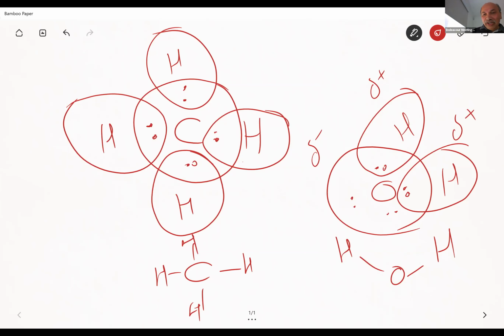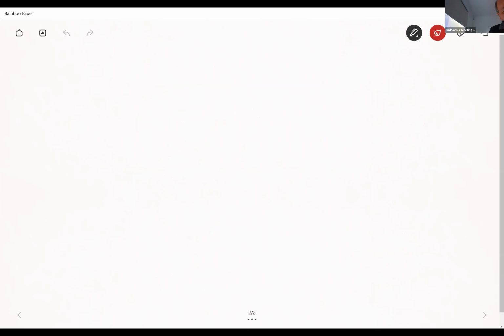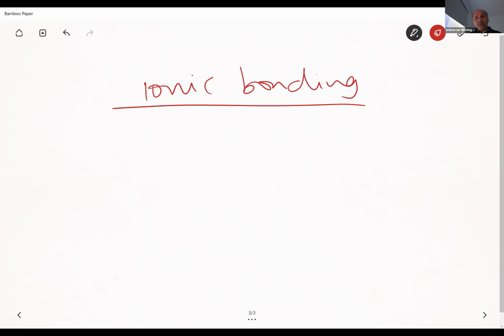The next type of bonding is ionic bonding. It is between ions. So the covalent bonding is sharing of electron. Sharing can be equal or unequal. If it is equal, non-polar. If it is unequal, it is known as polar. So ionic bond is always between ions, right?